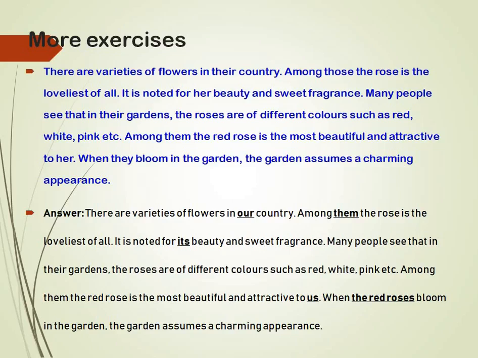And the second last line. Among them, the red rose is the most beautiful and attractive to her. So this one would be correct: among them, the red rose is the most beautiful and attractive to us. So be careful, because one pronoun is replaced by another pronoun. When they bloom in the garden assumes a charming appearance. When the red roses bloom in the garden, it assumes a charming appearance.